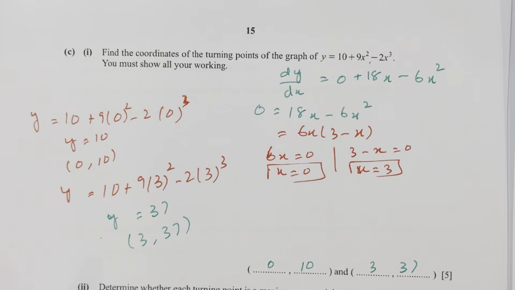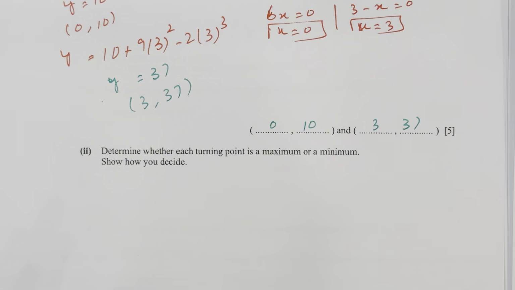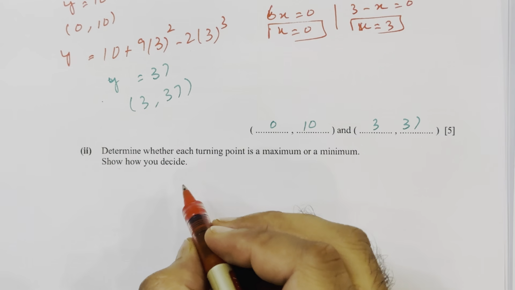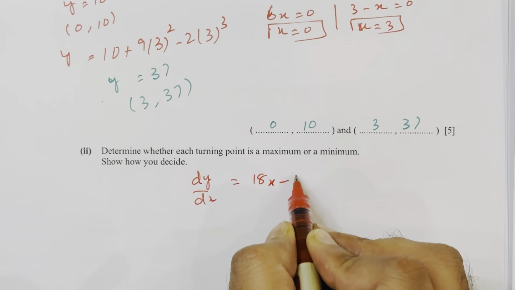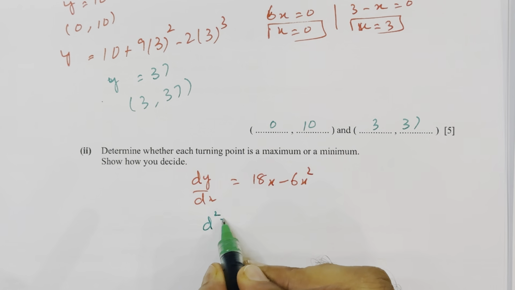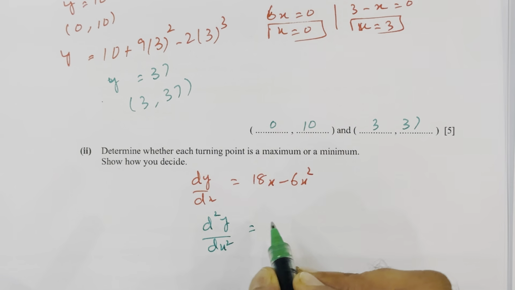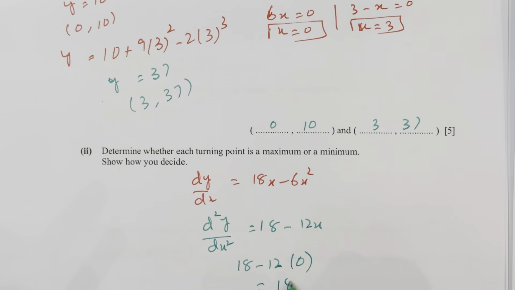of turning point. Moving to its second part, determine whether each turning point is maximum or minimum. For deciding it, we have to find the second derivative. The first derivative dy by dx is equal to 18x minus 6x squared. To find the second derivative, d2y by dx squared, it would be 18 minus 12x. So 18 minus 12x, we put x as 0, so it would be 18.